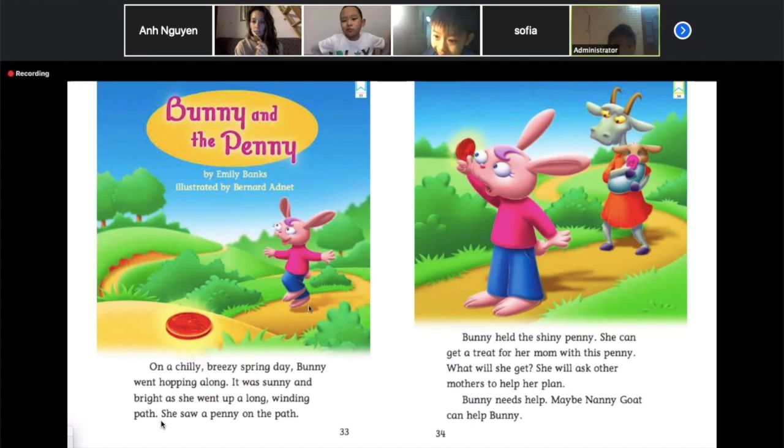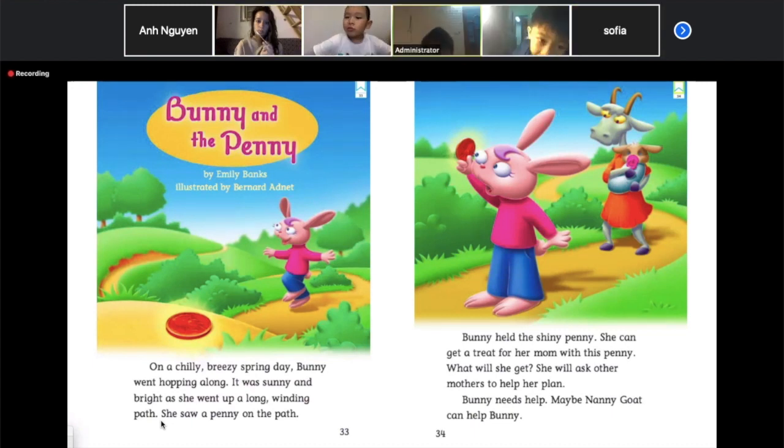On a chilly, breezy spring day, Bunny went hopping along. It was sunny and bright as she went up a long winding path. She saw a penny on the path. Good job. Okay, Courage, next page.